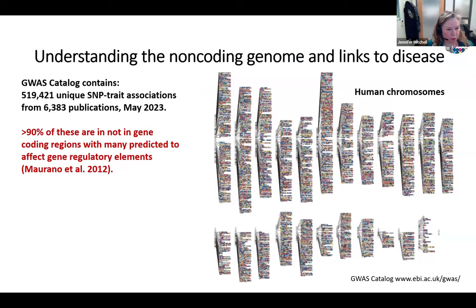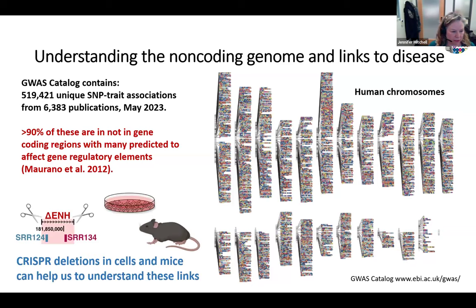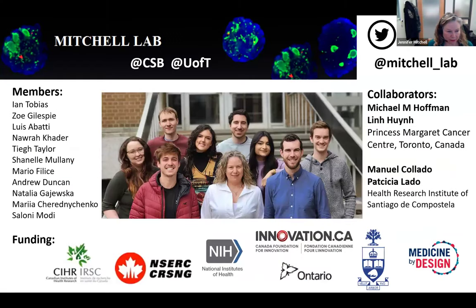And I'm just putting this forward as, we think, a good workflow to start to understand some more of these disease links that are now scattered throughout our genome. So there's more than 6,000 publications with close to 600,000 unique SNP trait associations. And more than 90% of these are not in gene coding regions and are predicted to affect regulatory elements, but it's very difficult to go from that information to actually understanding more about the mechanism. And so this sort of deletion in cell lines and in animal models can allow us to better understand some of these disease links.